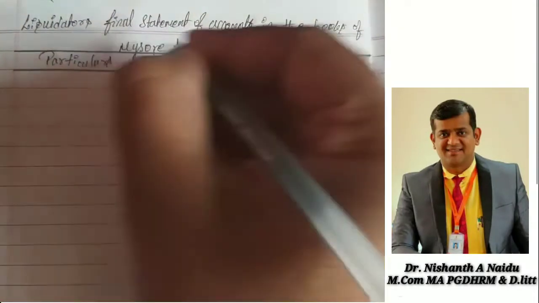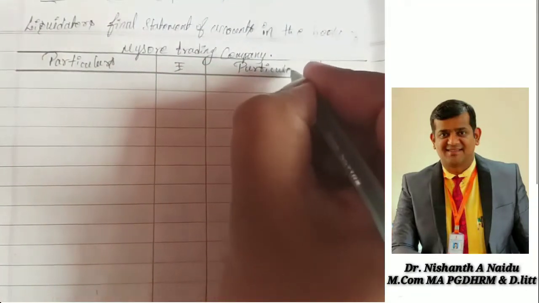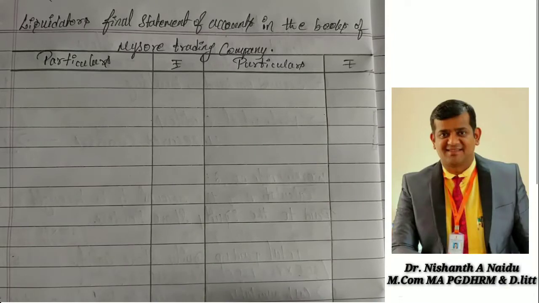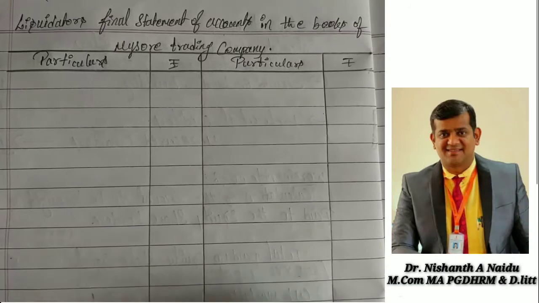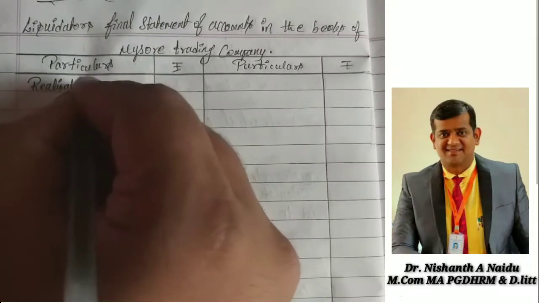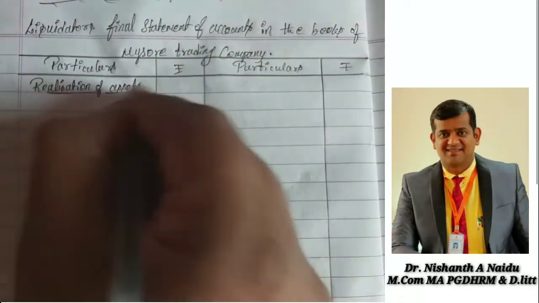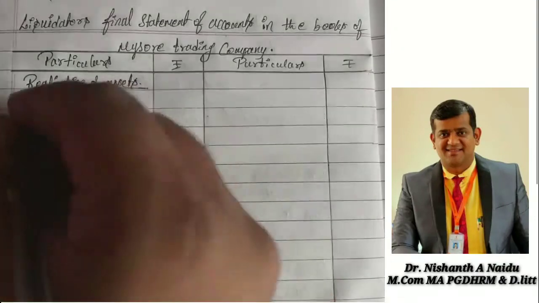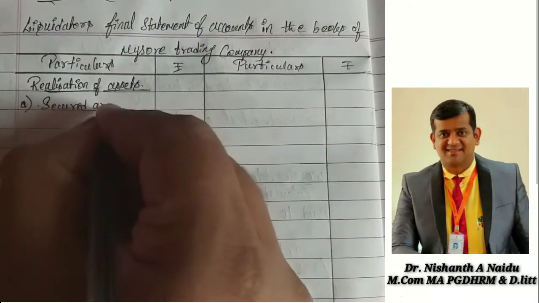So first give the heading for the columns. What are the headings? Particulars, rupees. Okay. So first, what we have to do? Realization of assets. Okay. So under this, what are we going to write first always? Secured assets.